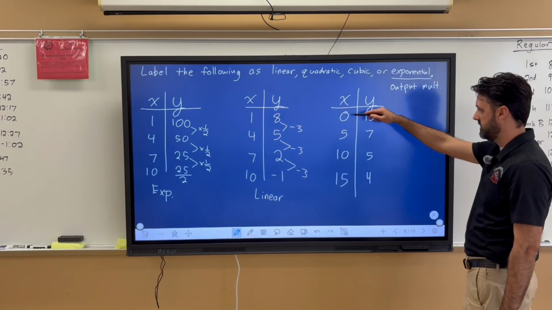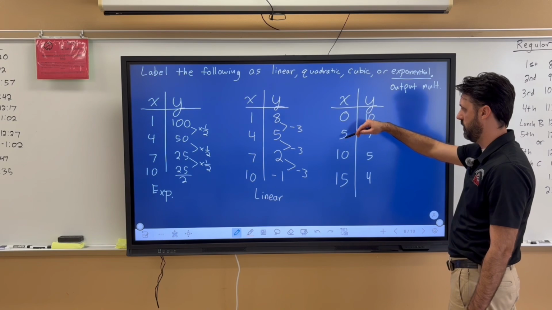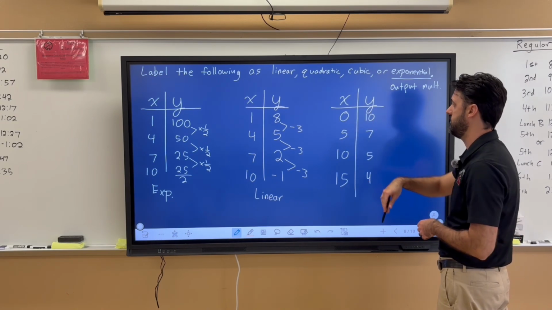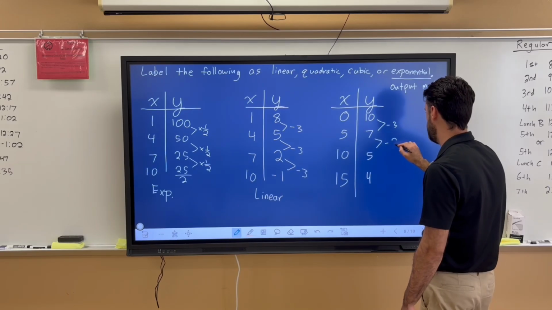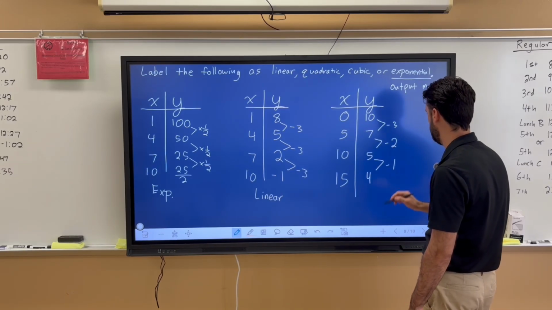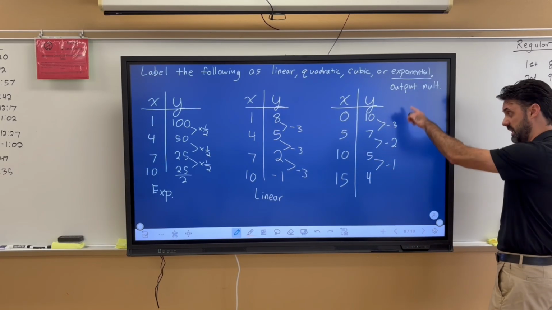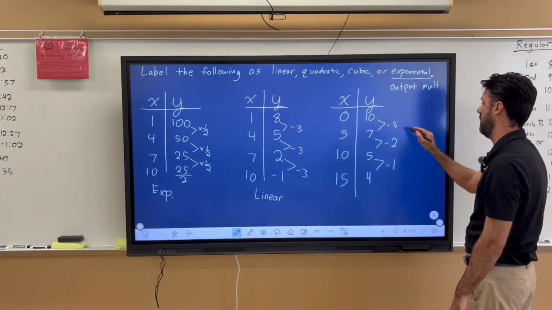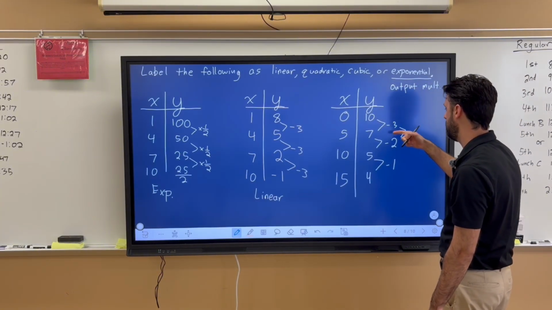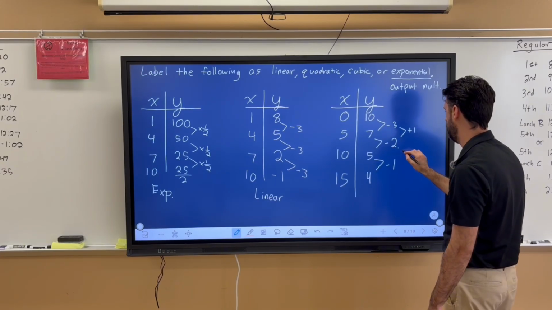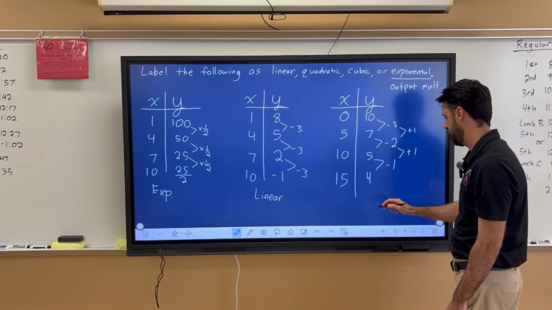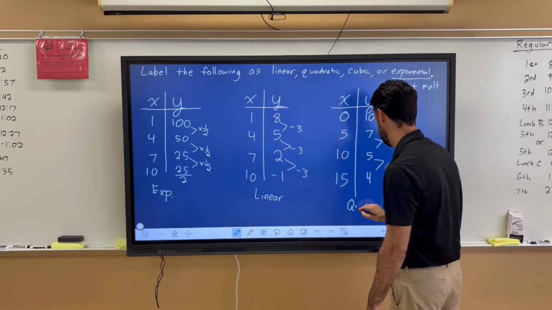The last one, the x's are all increasing by 5. It doesn't matter what the x's are increasing by as long as they're the same each time. The y's are decreasing by 3, decreasing by 2, and decreasing by 1. So that tells us it's not linear. Then if we look at the next row, from -3 to -2, we would add 1, and then from -2 to -1, we would add another 1. So this is a quadratic function.